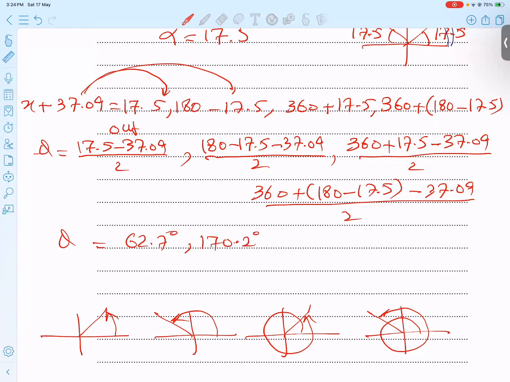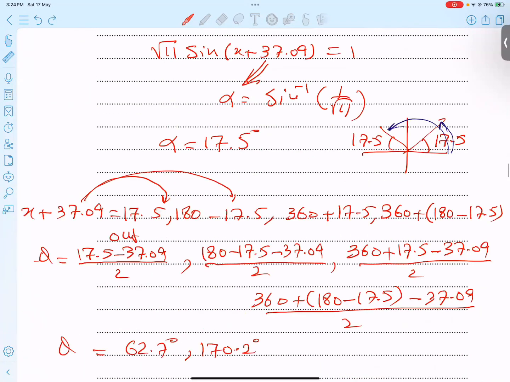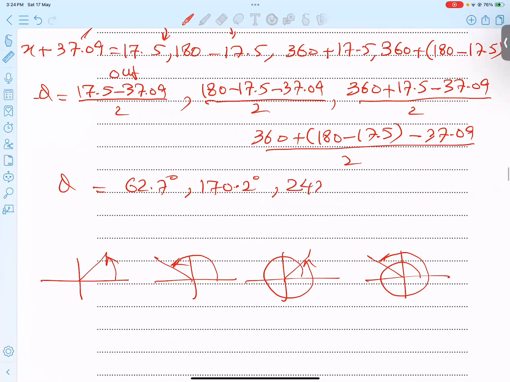170.2 degree. And let me check this one. Most probably it is out of range, but I still check it. 360 plus 180 minus 17.5 and minus 37.09, and divide by 2. So when I check it, students, what is my task? My target is 180 degree. And the answer I'm getting is 242.7, which is also out of the range. So these two answers are in the range, I hope so.